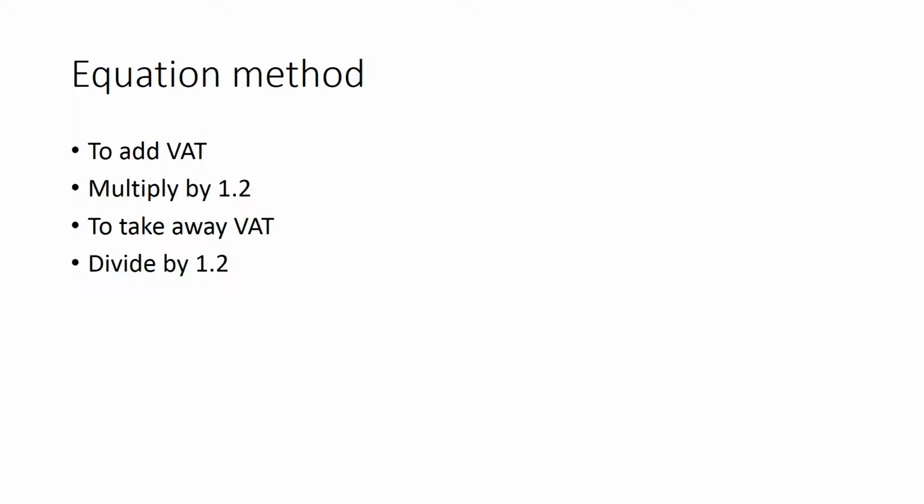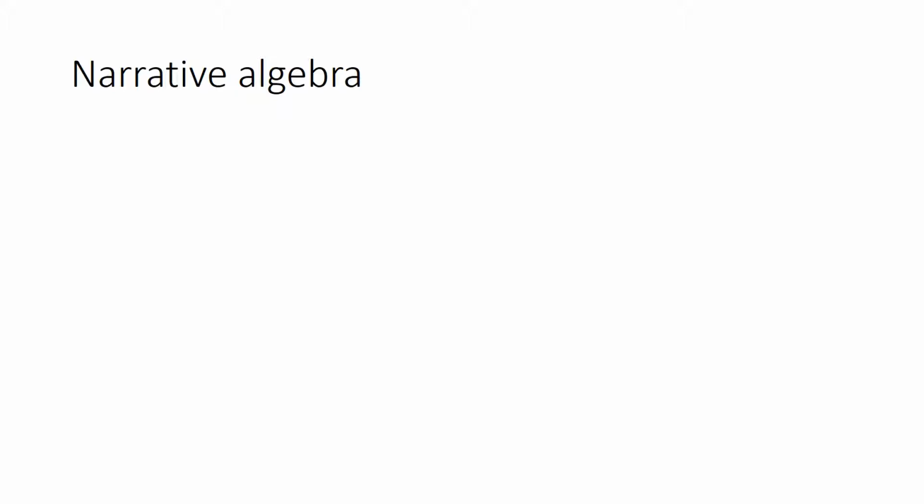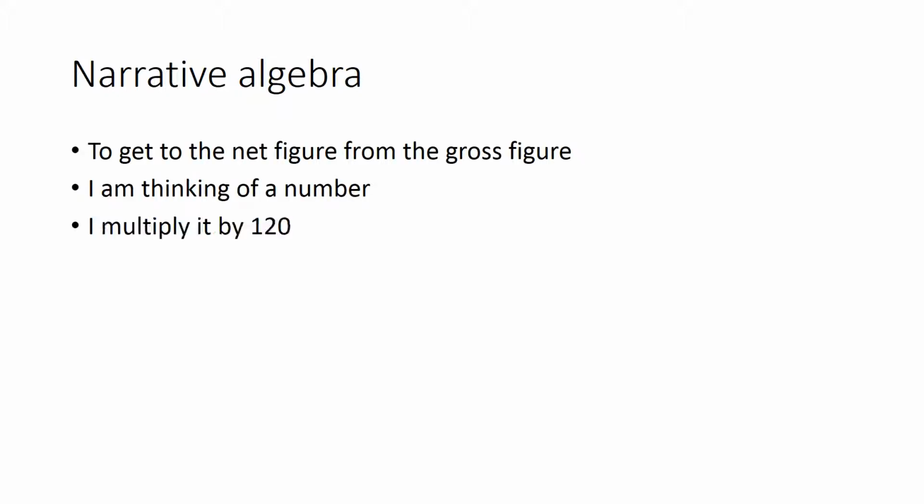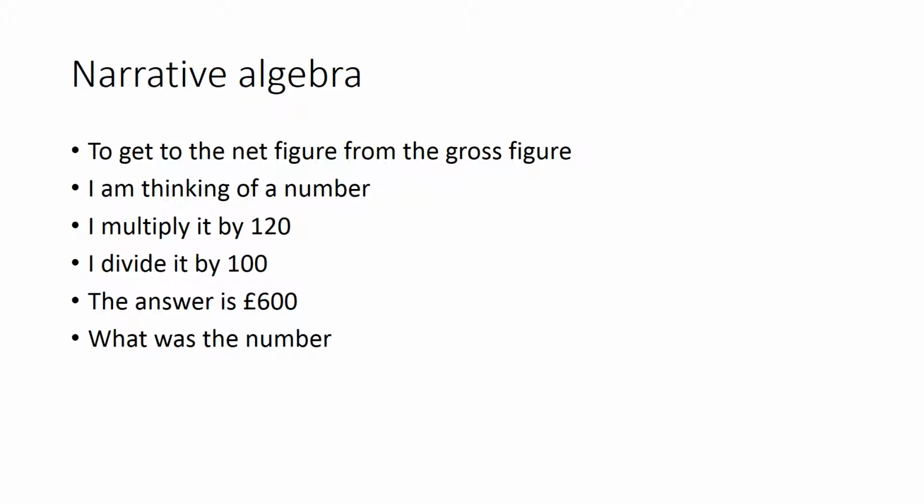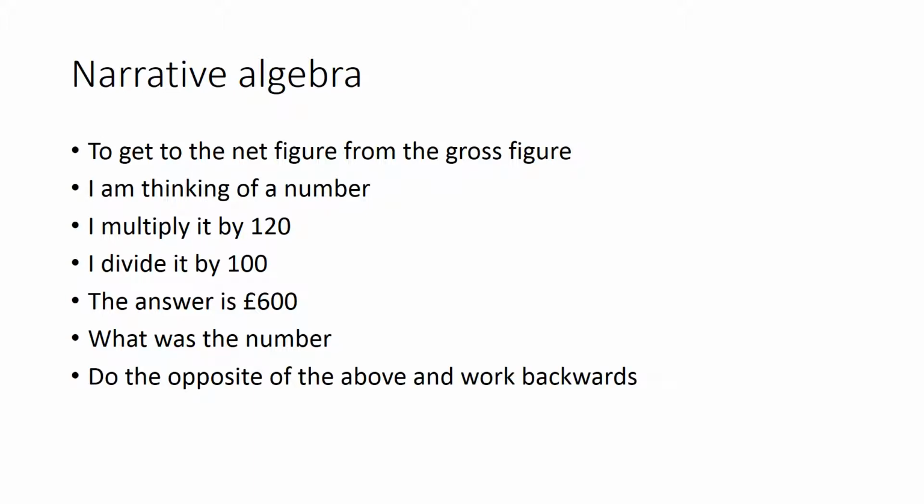If you're not getting that, option number 2 is that you could turn it into a sentence. So let's say we take our example again. I'm thinking of a number, and I multiply it by 120, and I divide it by 100, and the answer is 600. What was the number? So I've turned it into a sentence here, and all you do is the opposite of this and work backwards. The answer was 600. In this sentence, I divide it by 100, so I multiply it by 100. I multiply it by 120, so I divide it by 120, and the answer's there. So it'd be 600 multiplied by 100 divided by 120, and the answer would be 500. That's how you get the net figure.